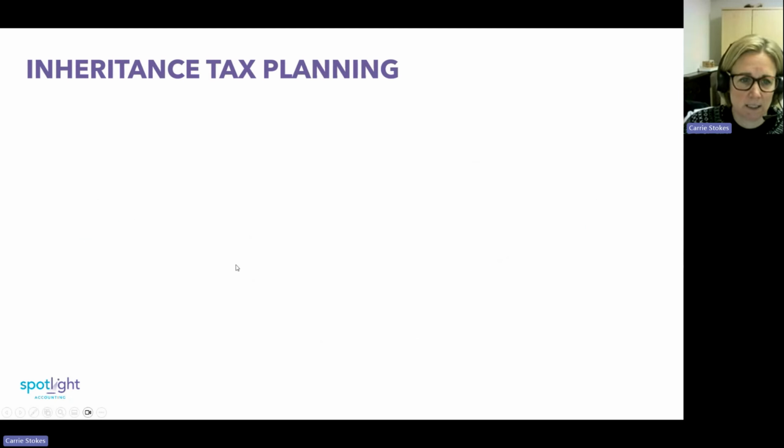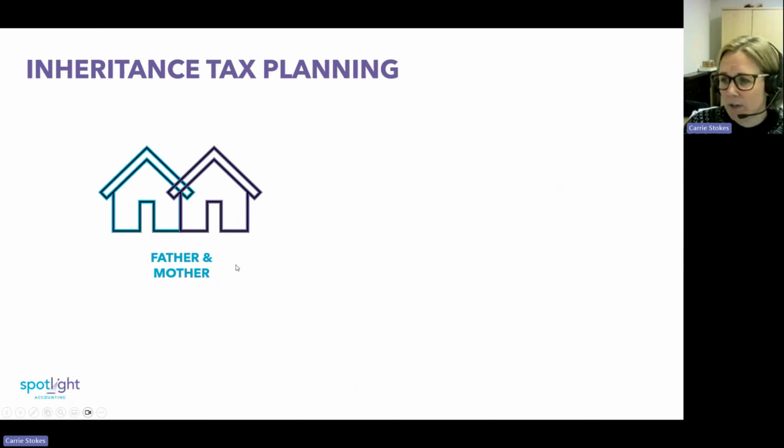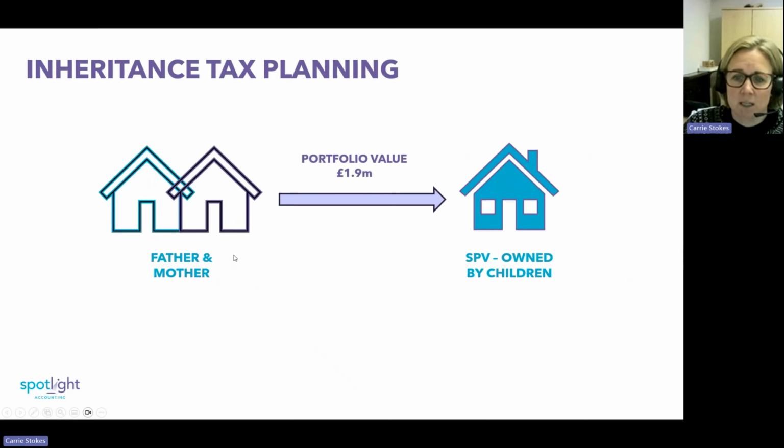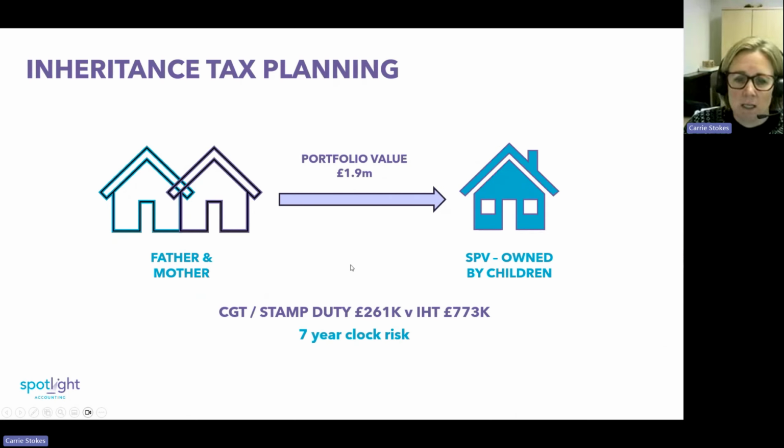Inheritance tax planning. So we had a father and mother who were looking to retire. They'd got a portfolio value of £1.9 million. And what we did was we triggered the capital gain to move into an SPV that was owned by their children. The capital gains tax and stamp duty was £261,000, and that was against £773,000 worth of inheritance tax.